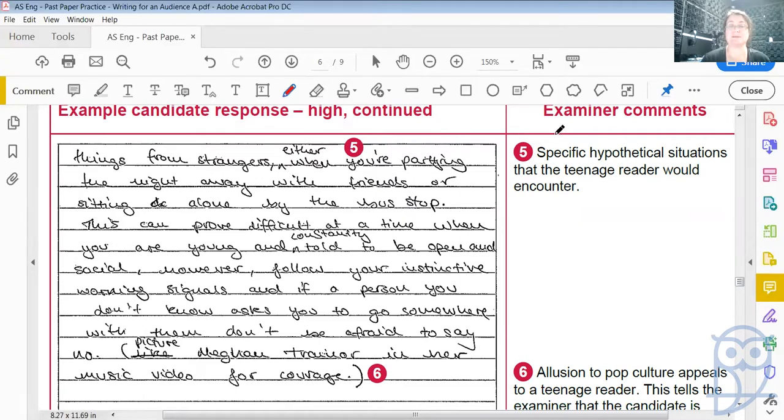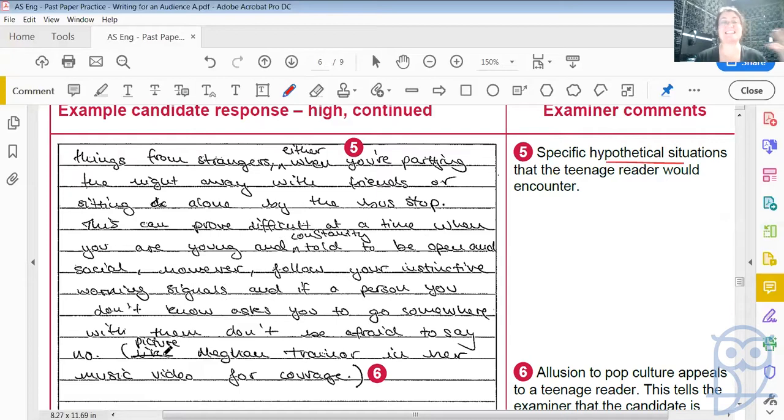The examiner liked this because specific hypothetical situations, or situations that could happen to teenagers, are being described here. So specific hypothetical situations that the teenage reader would encounter, like sitting at a bus stop or partying away. "This can prove difficult at a time when you are young and constantly told to be open and social. However, follow your instinctive warning signals. And if a person you don't know asks you to go somewhere with them, don't be afraid to say no."